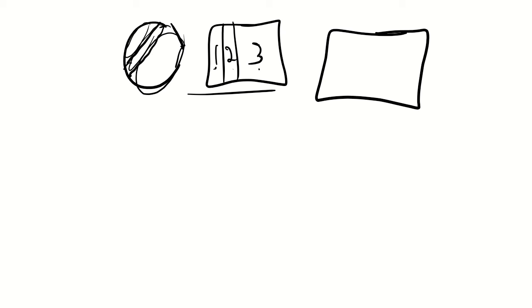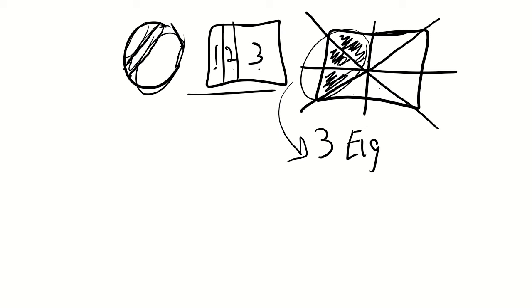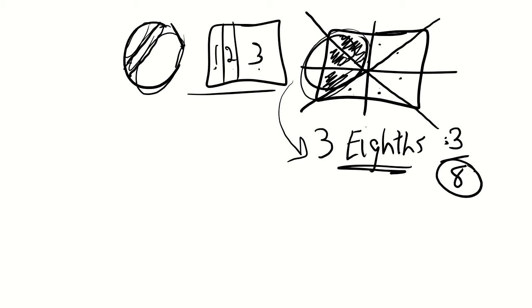I said that when I partition it into separate pieces, let's go with 8: 1, 2, 3, 4, 5, 6, 7, 8. And I shaded these three. That would represent 3/8, because 3 is what we have shaded, and 8 is the total amount. And we know we write eighths on it because there's 8 little pieces, and the 8 is linked to the number eighths.